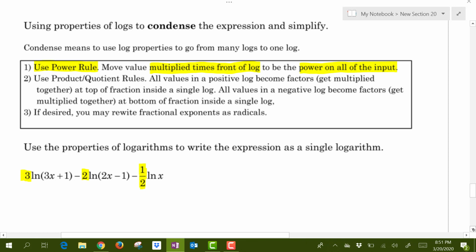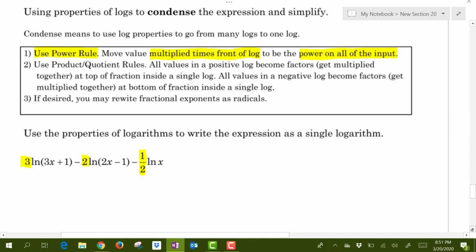So the first thing I do when I condense, go from many logs to one log, is I'm going to put those numbers out front of each log back on as the power of the input on all of those logs. One thing I do want to mention is that when you do take many logs and you convert them into one, they do all have to have the same base. So that's kind of implied here. They're all natural log, so they're all base e. So just to make sure we have that down.